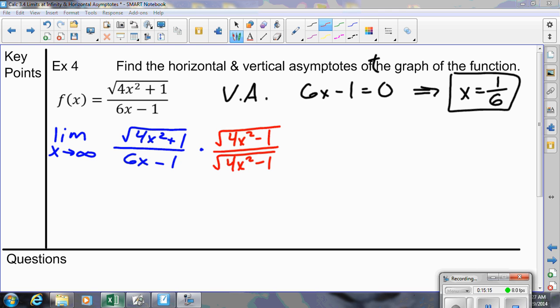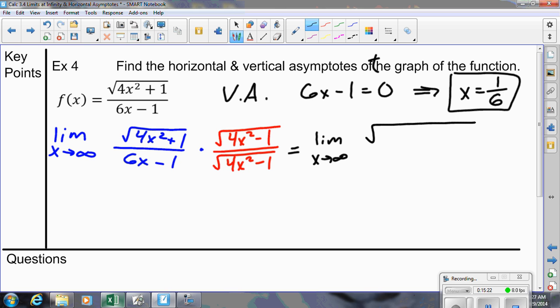Okay, so square root times a square root, we know it's going to stay a root. But then when we're looking at 4x squared plus 1, 4x squared minus 1, well, as a difference of two squares, we would have 16x to the fourth minus 1 all over 6x minus 1, 4x squared minus 1.